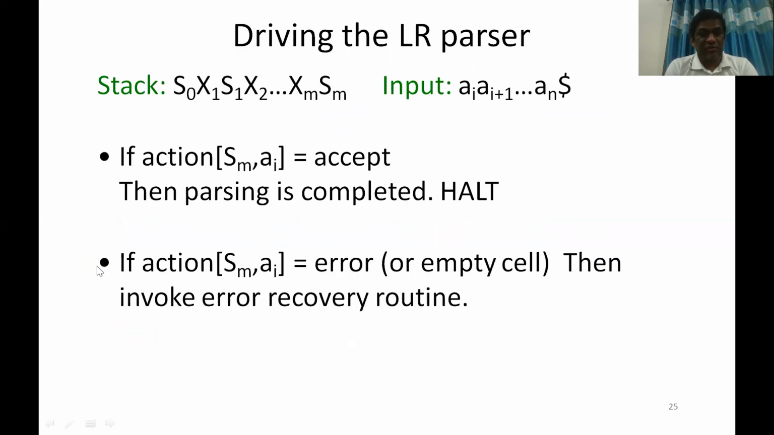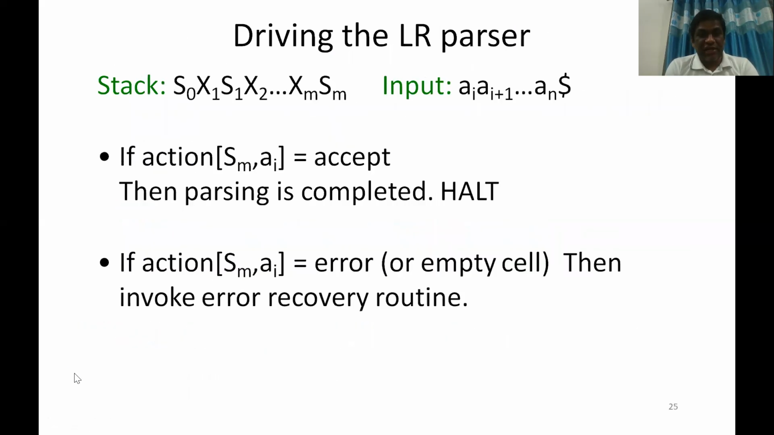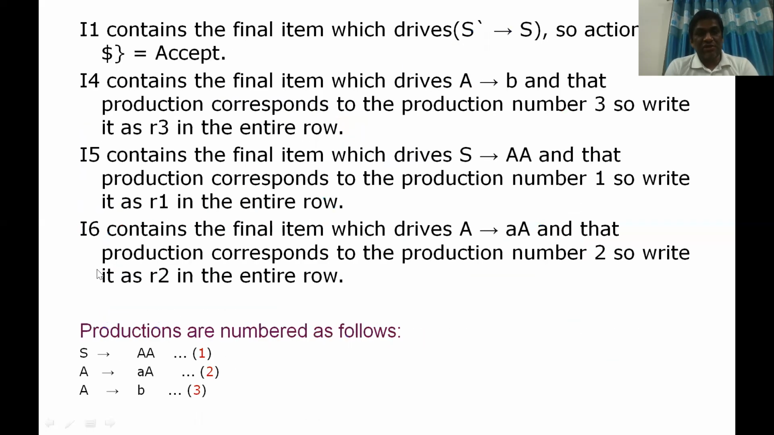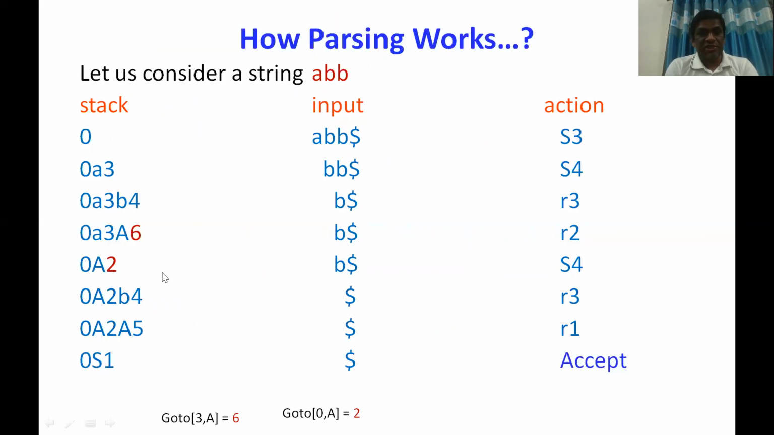And in place of this entire thing, we add the LHS of the corresponding production. What is the LHS of the production? The LHS of the second production is capital A. So capital A is added. And then how did this come? Goto of 0 comma A in the table. 0 comma A is 2. So it comes out here as 0A2.